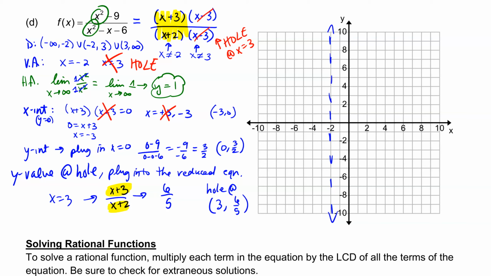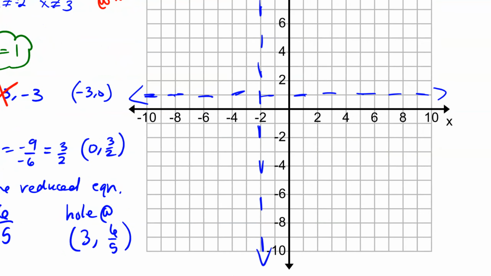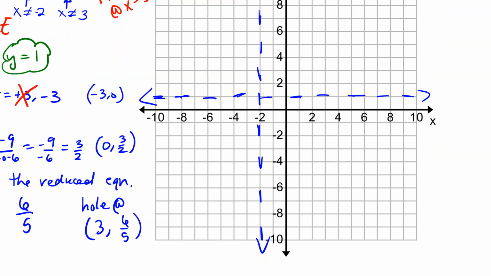All right, so we're drawing our horizontal asymptote at y equals 1. And then I have all these points to put on there. I have a point at (-3, 0). I have a point at (0, 3.5). I have a hole at x equals 3, and 6/5 is a little bit over 1, so at 3 and just a little bit over 1, I have a hole. Can you tell the difference between my hole and my points? Yes. Okay. I only have one vertical asymptote.